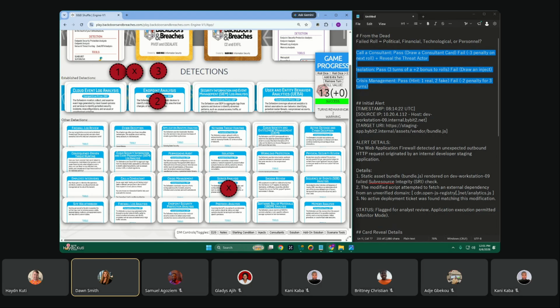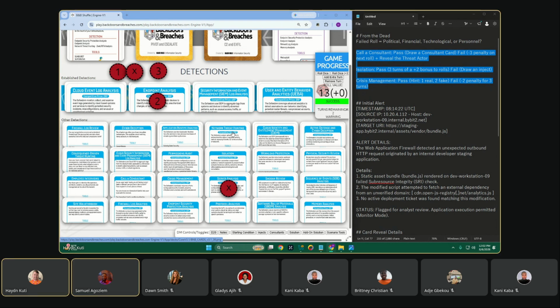Okay, hang on. I gotta think for a minute. Sorry, I can't see the cards, but is there any kind of network configuration, like a VLAN, a particular sub network, a segmentation, cutting it off?